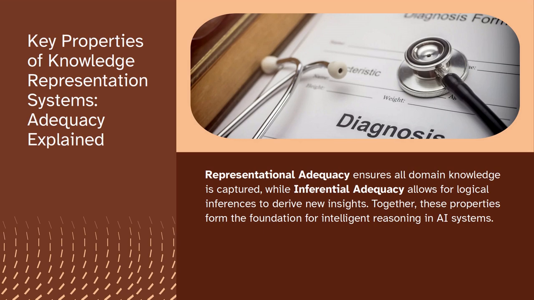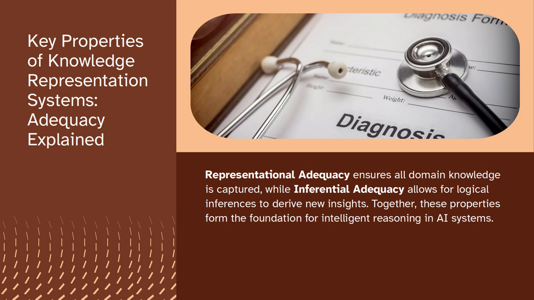First up, representational adequacy. This means the system needs to be able to represent everything that's important in a particular domain. Imagine a system for diagnosing medical conditions. If it can't represent symptoms, diseases, or treatments, it's going to be about as useful as a screen door on a submarine. Next, we have inferential adequacy.